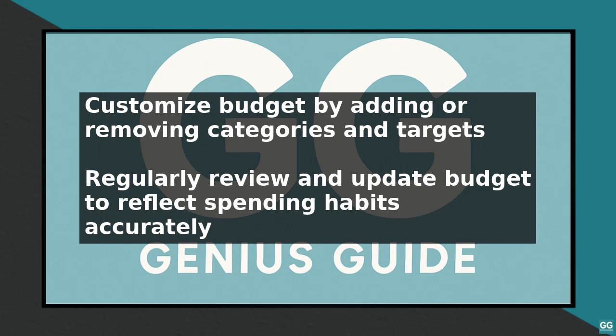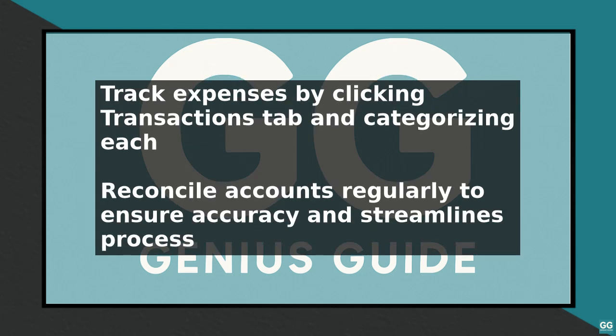You can do this by clicking on the Accounts tab, selecting the account you want to reconcile, and following the prompts. Additionally, consider setting up automatic transaction downloads to streamline the process of tracking your expenses. You can do this by going to the Accounts tab, selecting the account, and clicking on Download Transactions.